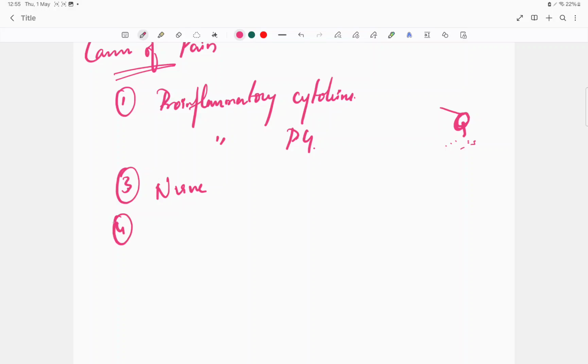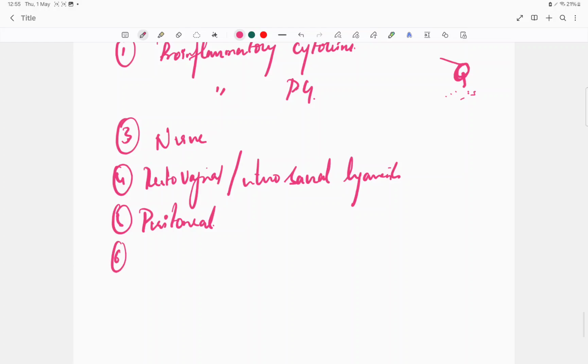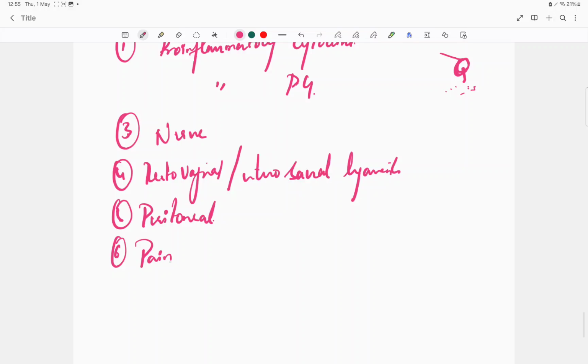And the fourth one, I told you, if it involves the rectovaginal septum or uterosacral ligaments, that also causes pelvic pain. And the fifth one is peritoneal fluid. I told you peritoneal fluid will have a large number of inflammatory cells. And next is pain receptors. Generally, the peritoneum will have pain receptors that will get stimulated. Because of the fluid, they have inflammatory cells.